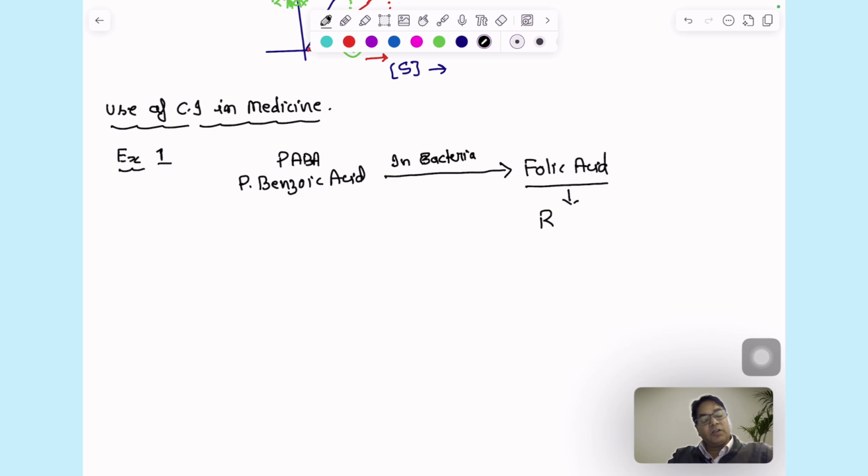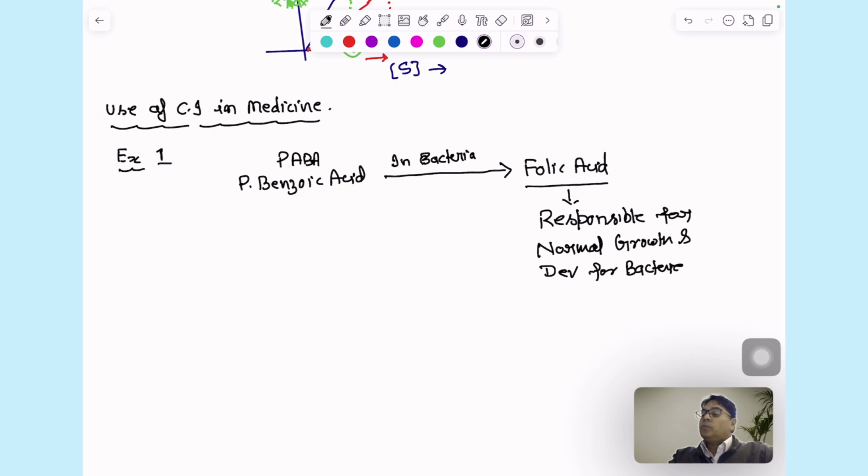What is the function? It is responsible for normal growth and development for bacteria. There is an enzyme which converts PABA into folic acid. Now, there is a competitive inhibitor for this substrate. This is sulfonamide.